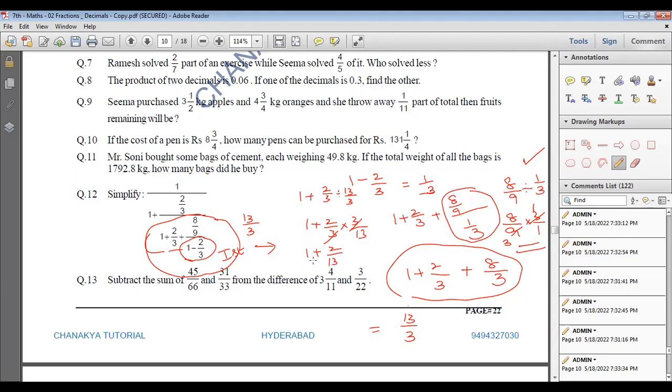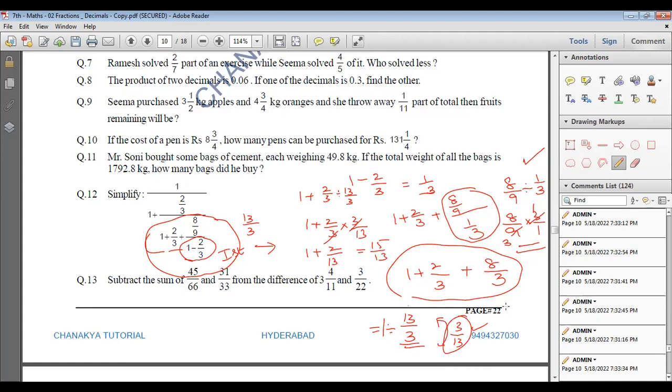What is the value of 1 plus 2 by 13? It's 15 by 13. Now once again, ma'am, how? We should divide it by 1, so it will be the reciprocal. Very good. We should divide with 1, which means this is the reciprocal. Ma'am, I'm giving you the answer in chat: 3 by 13. Yes, who got 3 by 13?